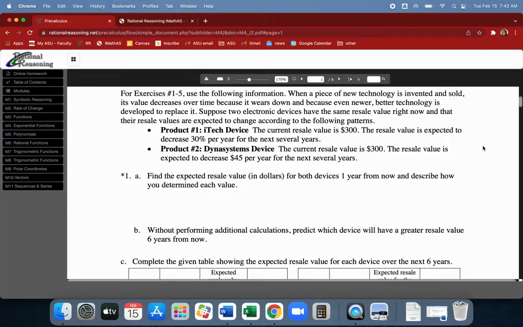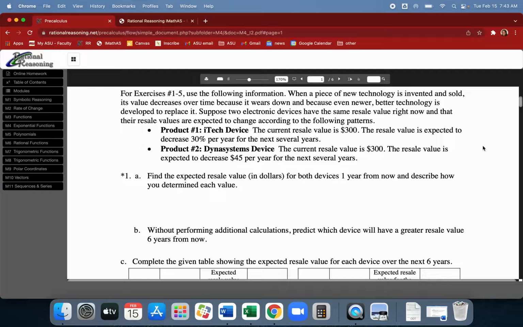How did you find that? 300 times 0.3. Yeah, 300 times 0.3. 30% means 30 out of 100, and you can think of it like a fraction. 30 out of 100 or 30 hundredths, that's 0.30, 0.3. So I need 30% of that number, 0.3 times that number, and that makes $90. That's how much it decreases.